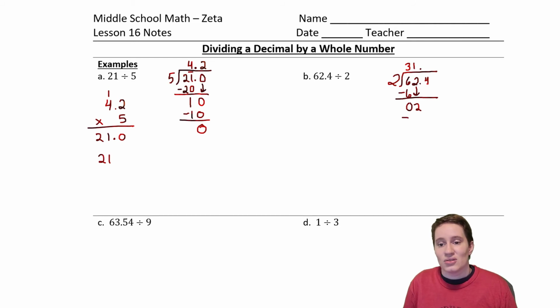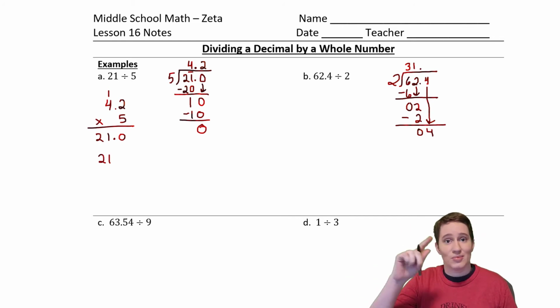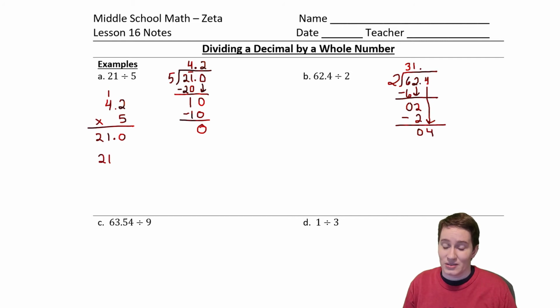I say, what is 2 times 1? It's 2, so I subtract that. And then I drop down the next number. If we were doing a really, really long number, it would just keep going, the cycle that we're doing. We're just doing the same thing over and over again, which I think is fun, but you might not think is fun.